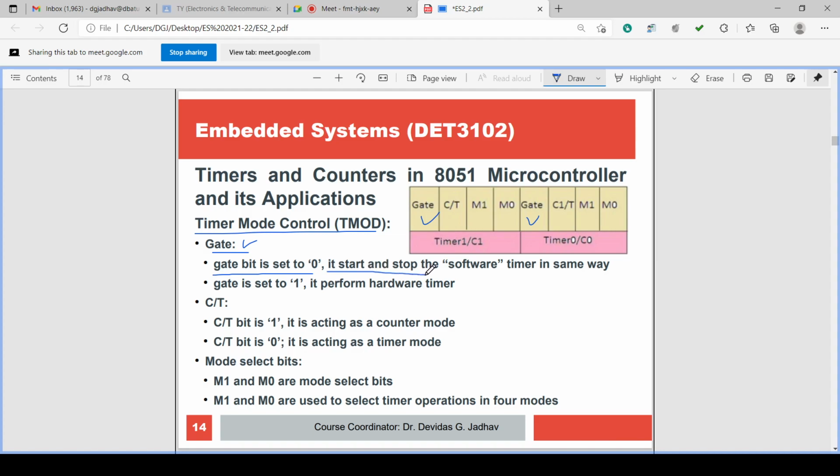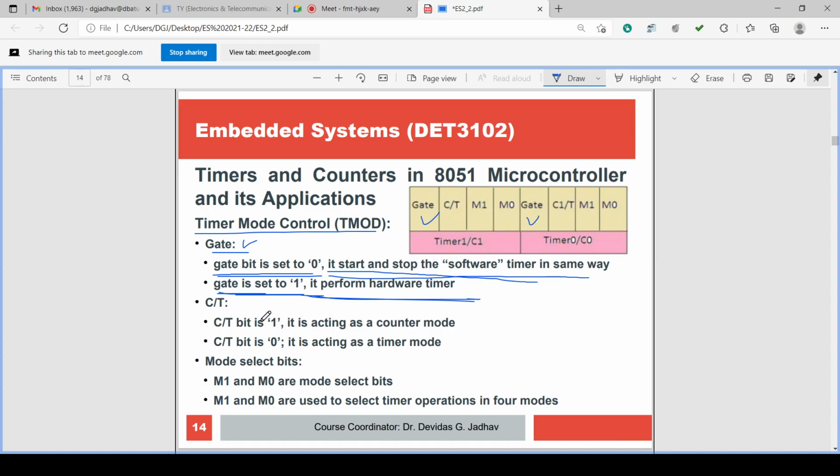When gate bit is set to 0, it starts and stops the timer in the same way as a software timer. But when gate is set to 1, it performs as a hardware timer. It becomes or performs the hardware timer.